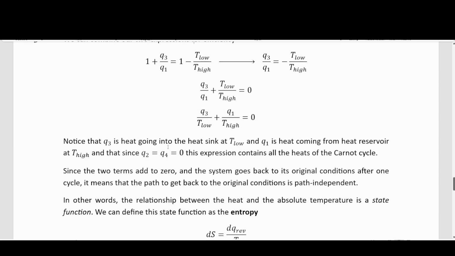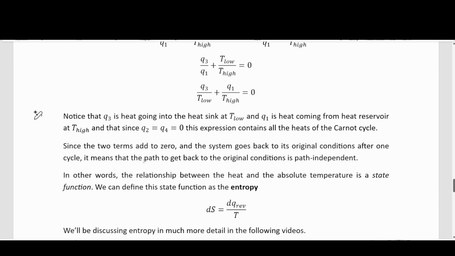Notice that Q3 is the heat going into the heat sink at T low. So this first term captures everything happening at the heat sink, and then Q1 is the heat coming from the heat reservoir, and T high is the temperature of the reservoir. And since Q2 equals Q4 equals 0, this expression contains all of the heats of the Carnot cycle.